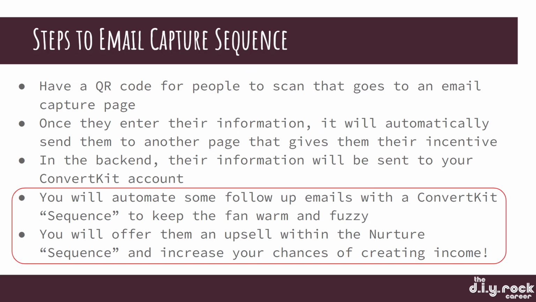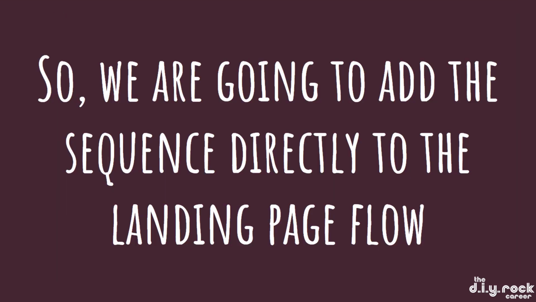So again, remember those steps to email capture sequence. We've done pretty much everything except for now we have to create some automated follow-up emails through ConvertKit, through their sequence, to basically help keep fans warm and fuzzy, make them happy that they're in your fan base. And then also it'll automatically create an upsell opportunity within the emails that we'll talk about in just a second. So now we're going to go ahead and add the sequence directly to the landing page flow.